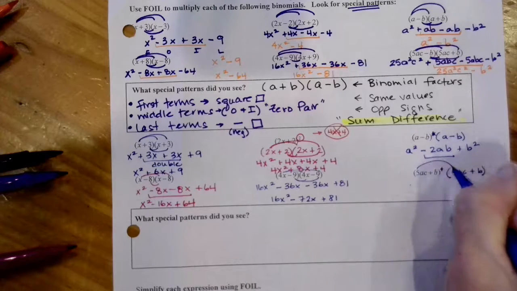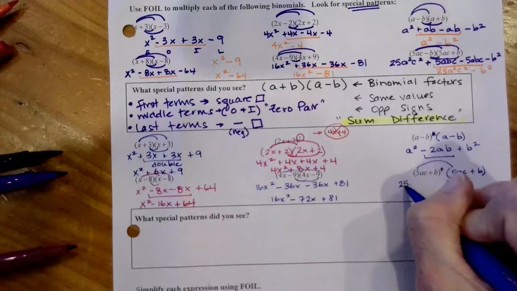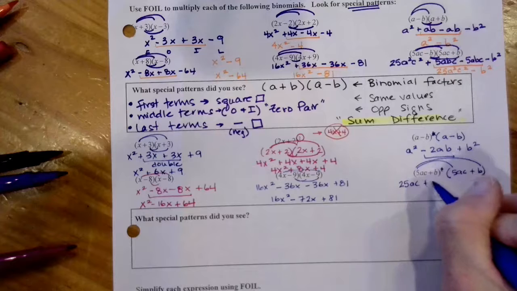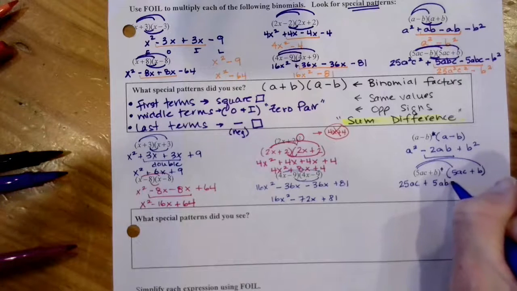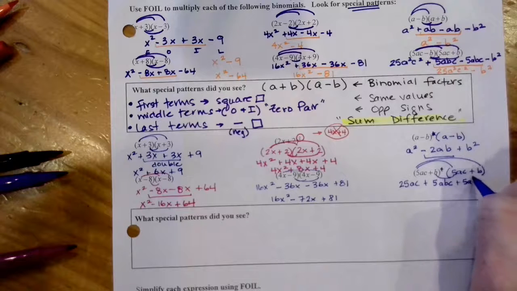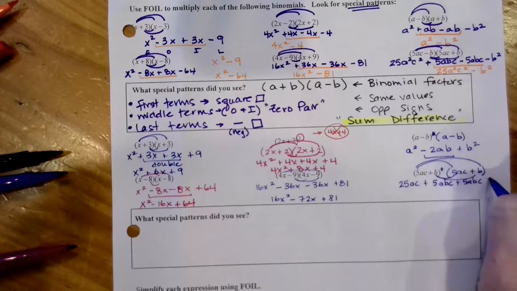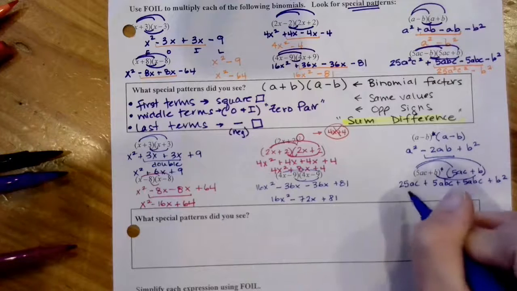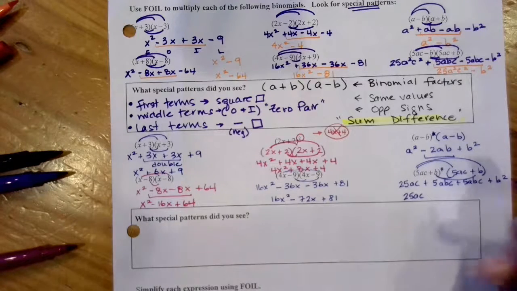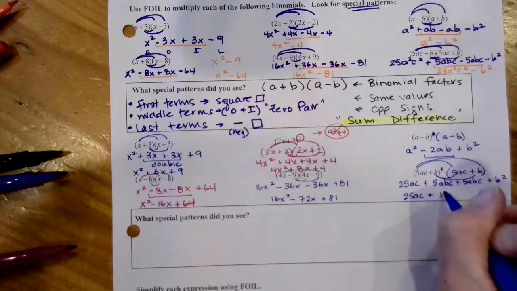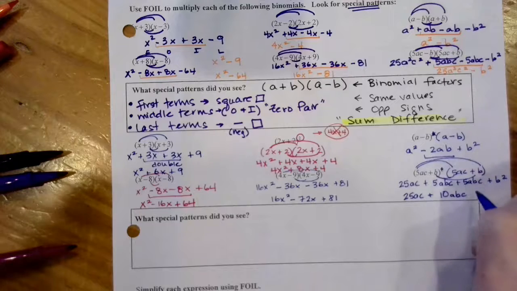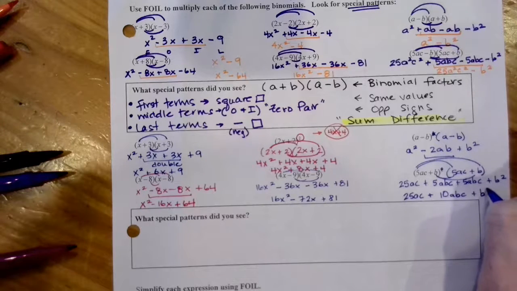5AC times 5AC is 25AC. Times B is 5ABC. And we're going to repeat that because all of my terms are identical. My first term is a perfect square because its factors were identical. My second term is a double because I had two of them for my inside and outside. And my last term is a perfect square.